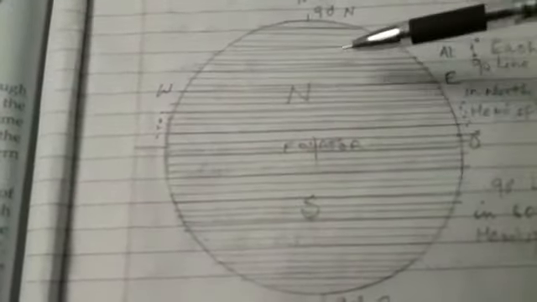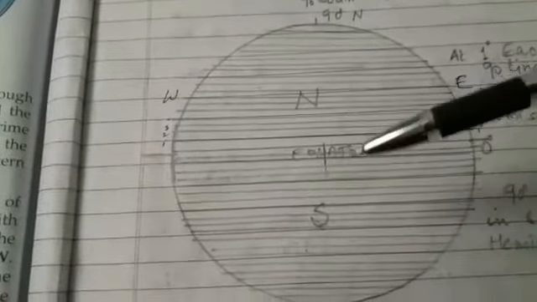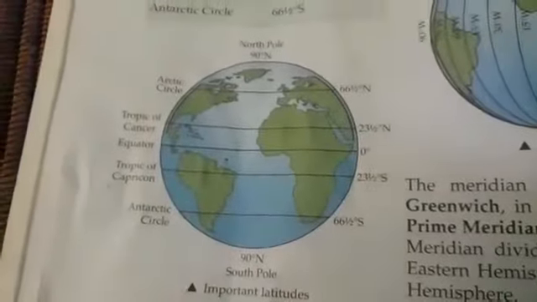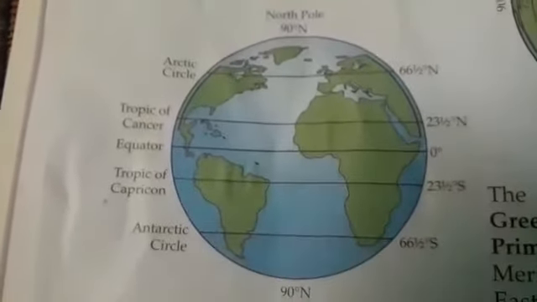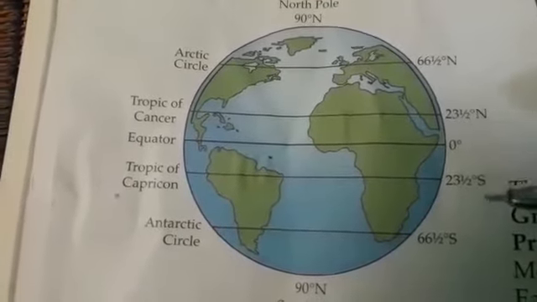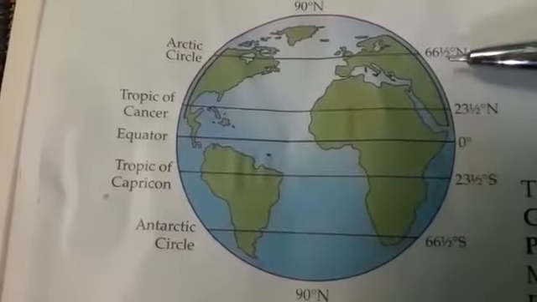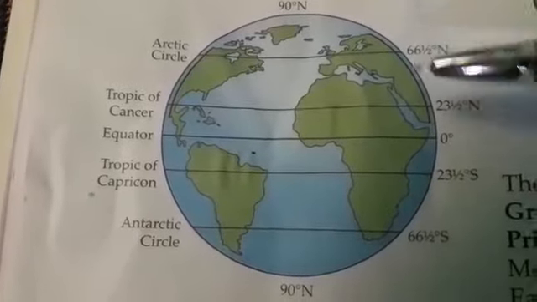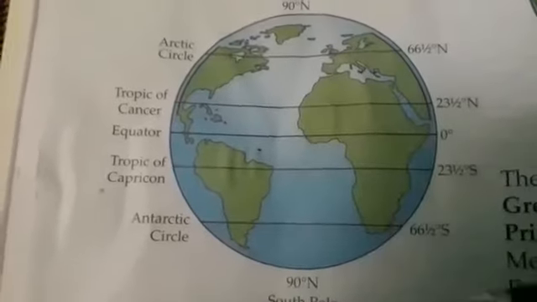Once again, you see 90 latitudes above the equator, 90 latitudes below the equator, and plus equator, there are about 181 latitudes on the earth. Now coming to the important latitudes. The important latitudes are equator at 0 degree, 23.5 degree north, Tropic of Cancer, 23.5 degree south, Tropic of Capricorn, 66.5 degree north, Arctic Circle, 66.5 degrees south, Antarctic Circle, North Pole and South Pole.